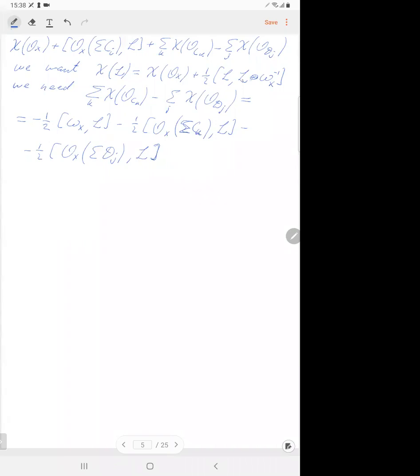We know that our pairing is bilinear. Yes, so this pairing of L with L tensor omega X inverse is the pairing of L with itself minus the pairing of L with omega X. Yeah, just by bilinearity.